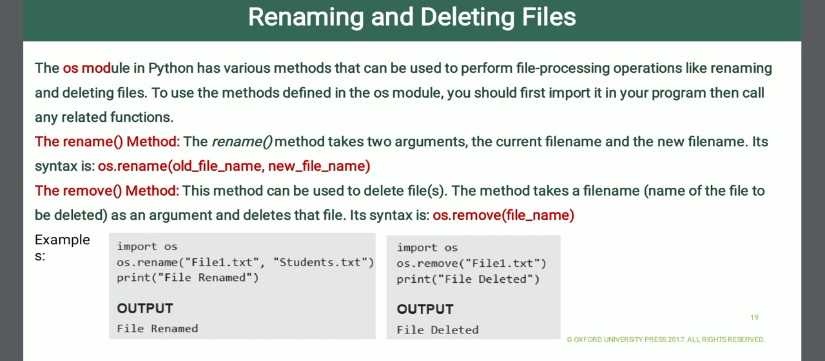So these are some operations on a file, renaming a file and deleting a file. Also we have seen the positions of a pointer. How can we get those positions of a pointer? By using the tell method and the seek method. And also we have seen the read and readline methods and some extra methods.